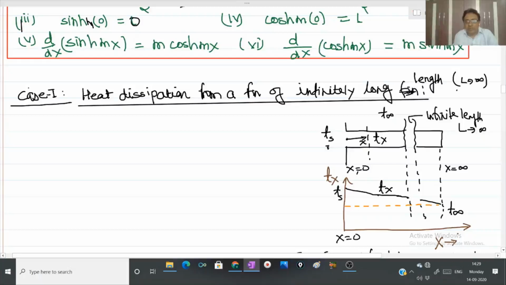So the yellow line represents T infinity, and at x equal to 0, that is at the root of the fin, the temperature of the fin will be equal to the base temperature represented by Ts, and at x equal to infinity, the temperature of the fin will be equal to the surrounding temperature. So this way the temperature of the fin will vary in the x direction from root to the tip of the fin.